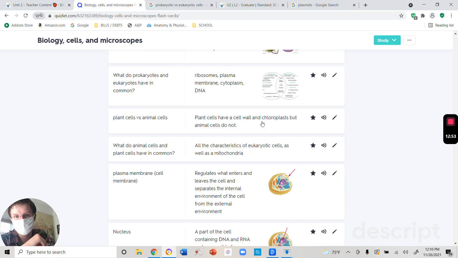All right. A chloroplast is what's letting the plant cell do photosynthesis. It's letting the sunlight in so that it can convert it into sugars for energy.